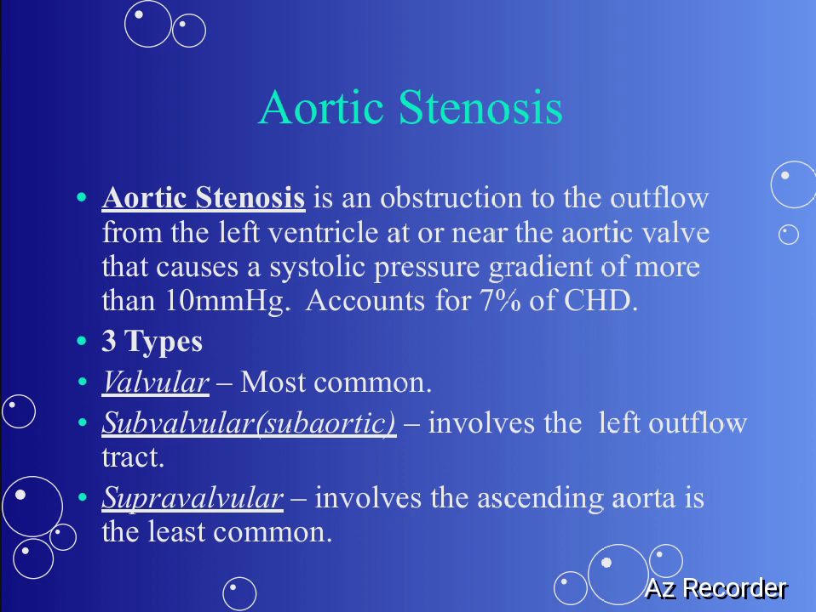Aortic stenosis is the obstruction of the outflow from the left ventricle at or near the aortic valve that causes a systolic pressure gradient of more than 10 mm Hg, accounts for 7% of the CHD. Three types: valvular, most common; subvalvular, subaortic, involves the left outflow tract; supravalvular, involves the ascending aorta, is the least common.